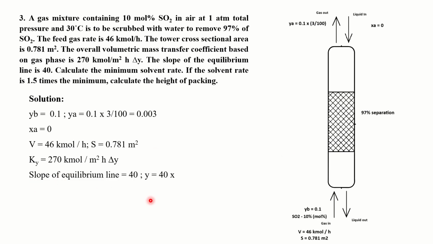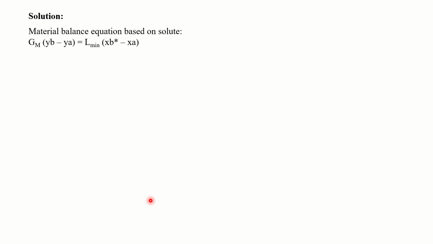So slope of the equilibrium line, mass transfer coefficient, everything is given, along with the condition. And we have to find out, finally, the height of packing. So the material balance equation based on solute will be taken for finding the minimum solvent rate. GM is the gas flow rate in terms of mole per unit time per unit area. YB, YA are the mole fraction of sulfur dioxide in the inlet stream of gas and exit stream of gas.